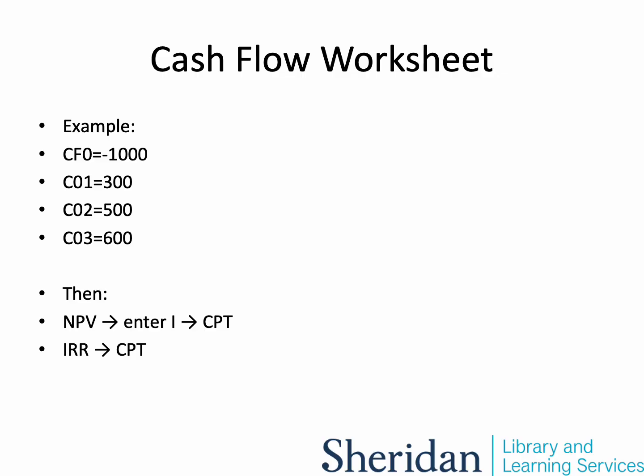Now let's look at the cash flow worksheet. Suppose your cash flows are negative 1,000 today, then 300, 500, and 600. Enter these values into the CF worksheet. If you want the net present value, go to NPV, enter in the discount rate, and compute. If you want the IRR, simply go to IRR and press compute. This worksheet is especially useful for investment projects and IRR questions on the exam.